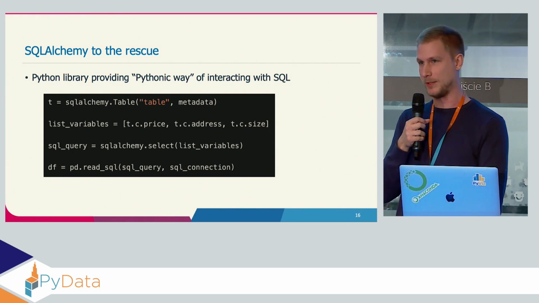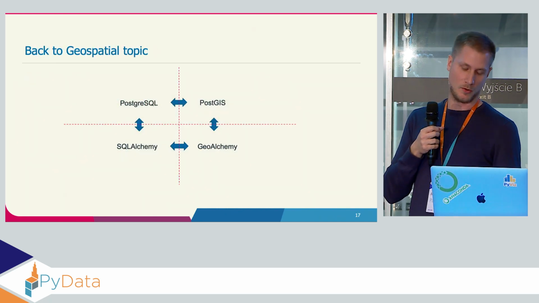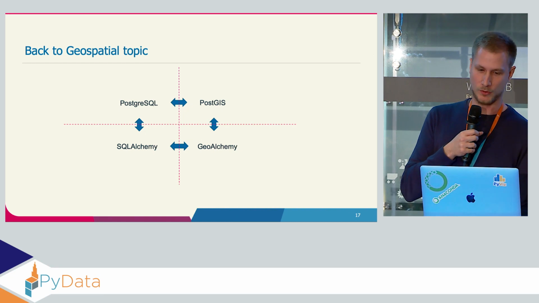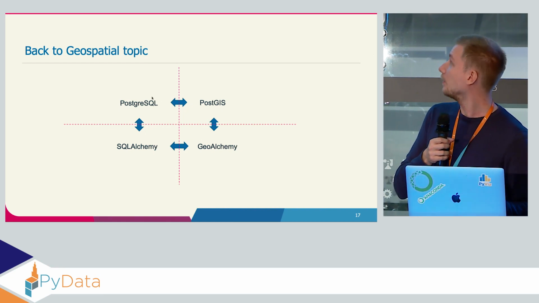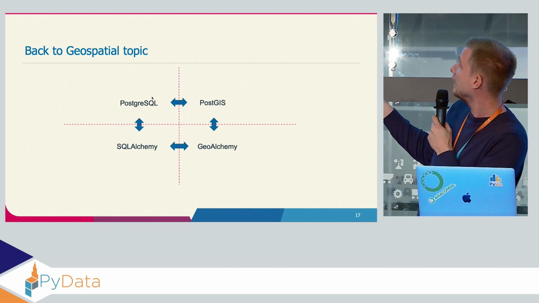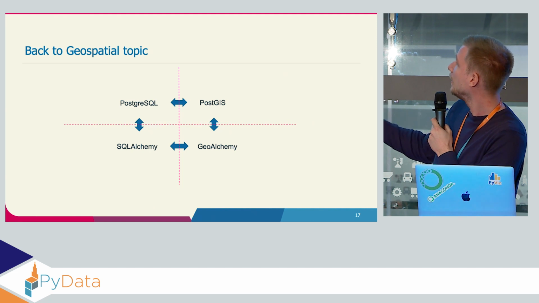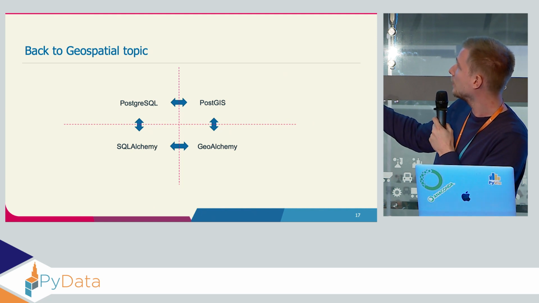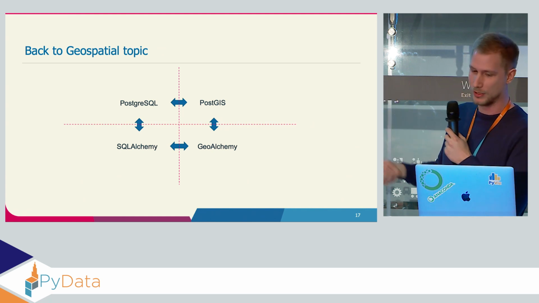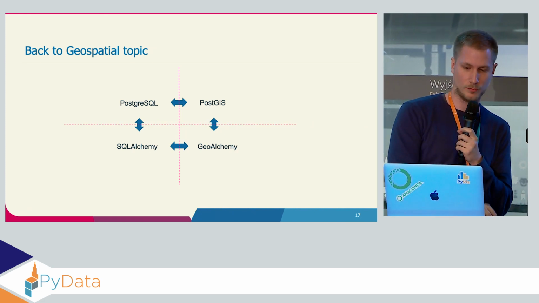Since we were speaking about PostGIS, you have to know how to connect with PostGIS. Actually, it's quite similar. You have PostgreSQL, which is your database, and PostGIS is the geospatial extension of Postgres. So here we are in the SQL world. If you use SQLAlchemy, you can communicate with PostgreSQL, and if you want to communicate with PostGIS, you need GeoAlchemy. But at the end of the day, GeoAlchemy is just an extension of SQLAlchemy that allows you to use all those geospatial extensions.